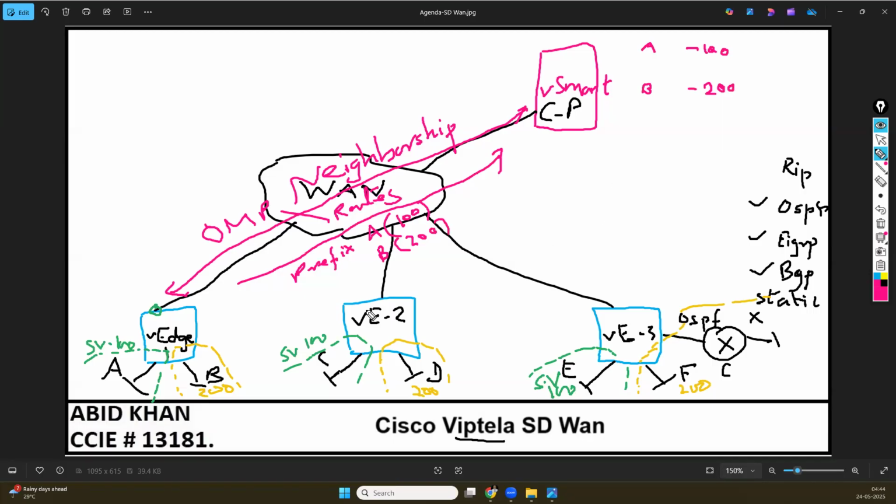In the same way, WAN edge 2 will pass on its routes. It will also send its routes, saying C in 100 and D in 200. So now vSmart, slowly like that, will build up this OMP routing table.